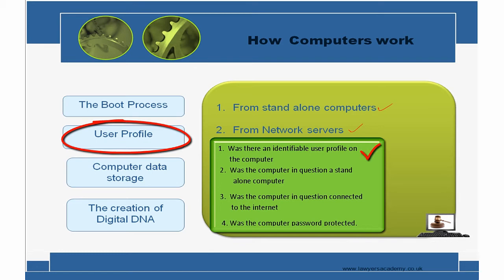1. Was there an identifiable user profile on the computer? 2. Was the computer in question a standalone computer? 3. Was the computer in question connected to the internet? And 4. Was the computer password protected? It is important to conduct an analysis of all of this to arrive at a conclusion as to whether the adverse report from the prosecution is acceptable or should be challenged on the facts.